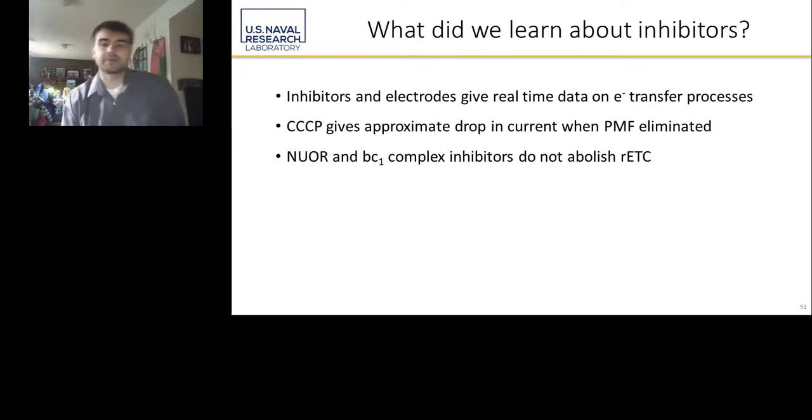So from this, using inhibitors, we've been able to get real-time data on the electron transfer processes in this community. And the CCCP data gives me a lot of confidence that the model that we're using is actually correct, because we see a drop in current that is identical to what we would have expected. I need to work a little bit more on the complex 1 and the BC1 complex inhibitors, because the precipitation just isn't allowing us to see what we want to see there. This is work that I'm hoping to continue in the next several months, but it's been pushed to the background for a while.